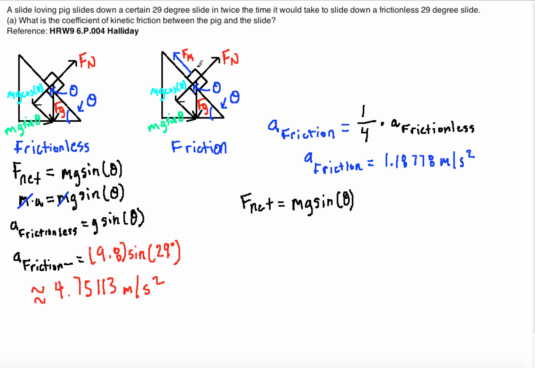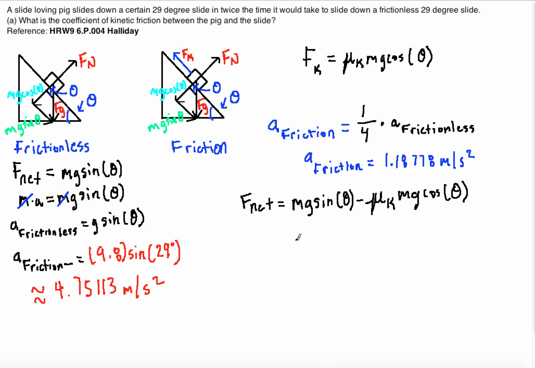However, now we have this kinetic friction force, so we subtract this frictional force, and I should help you remember if you forget, that the kinetic friction force, Fk, is equal to mu k, the coefficient of kinetic friction, times the normal force, which in this case is mg cosine of theta. So we're subtracting, in this case, mu k mg cosine of theta.